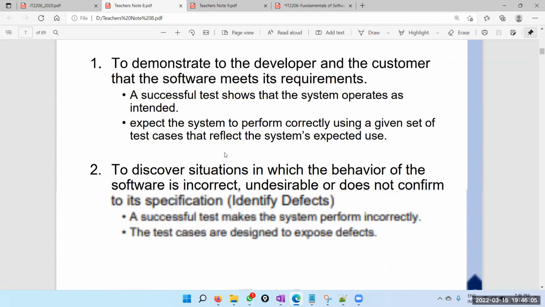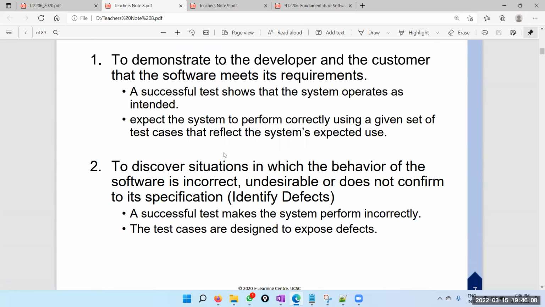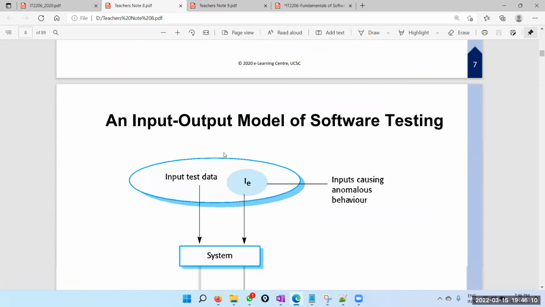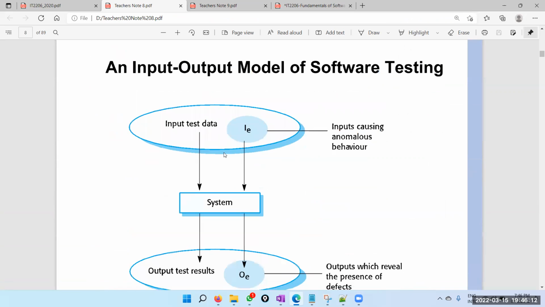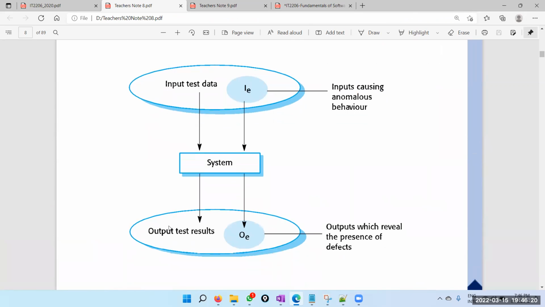Now you can go through the slides, because I gave you the high level idea. You can see the input and output model of software testing. You have to have the input test data, this is your program, and your output test results. And if there are issues, you have to report them as defects or bugs.